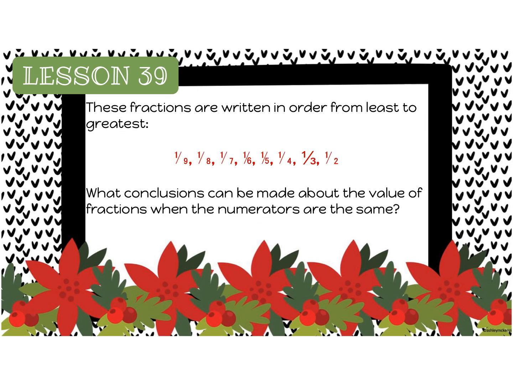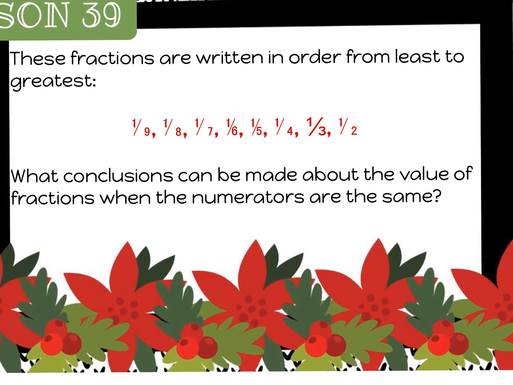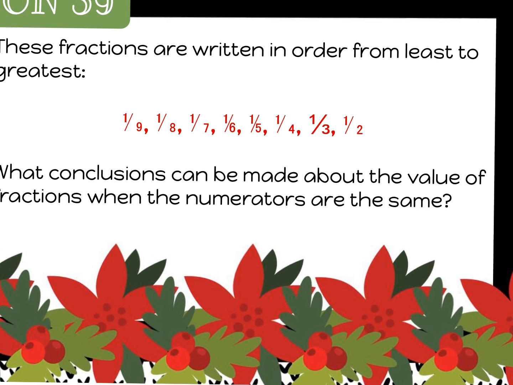These fractions are written in order from least to greatest. What conclusions can be made about the value of fractions when the numerators are the same? Take a look at this, see what you notice with each of these fractions. They're already ordered for you, least to greatest. What do you notice when the numerators are the same? All the numerators are ones. All of them are the same.